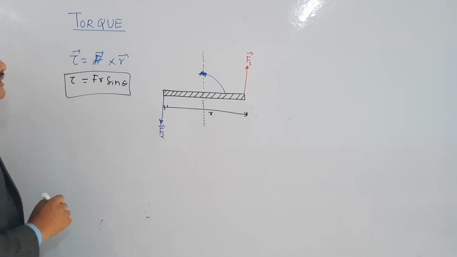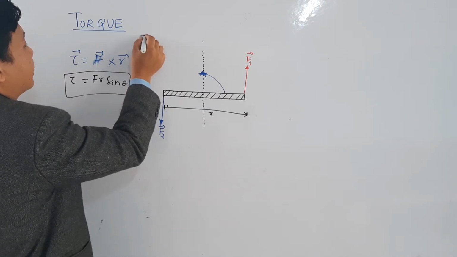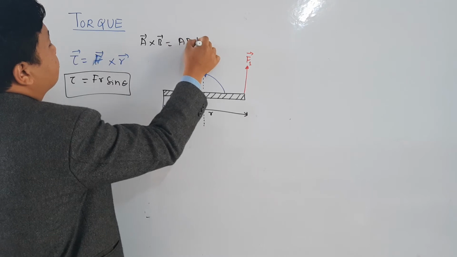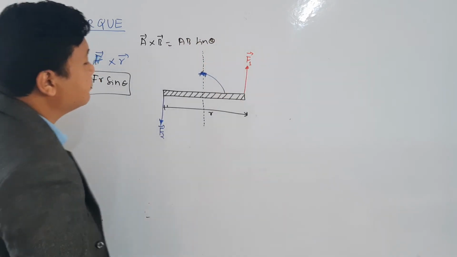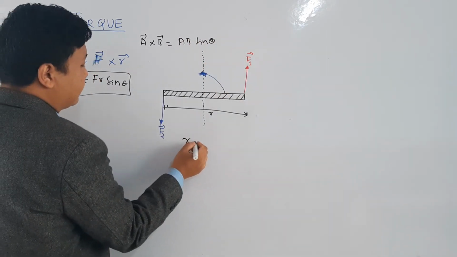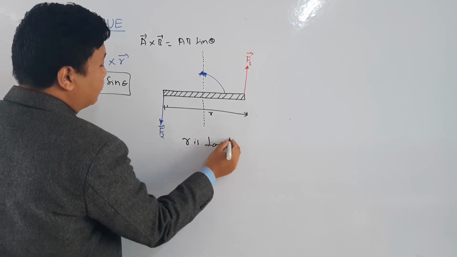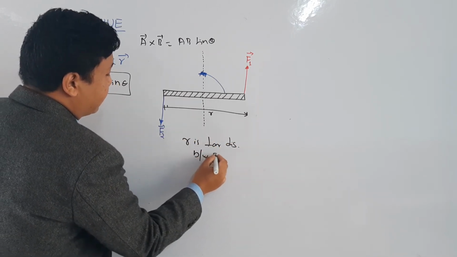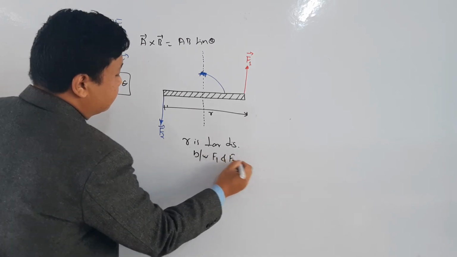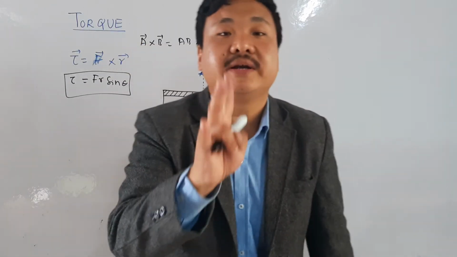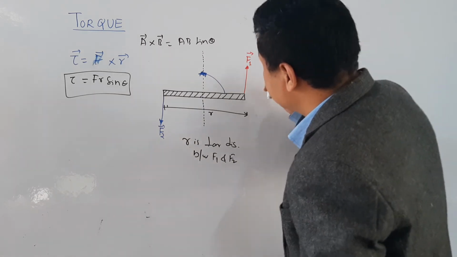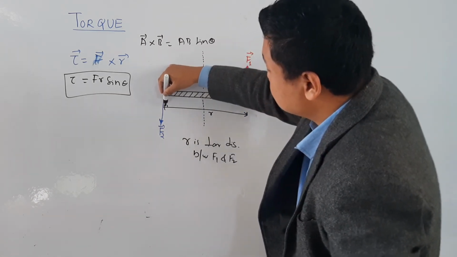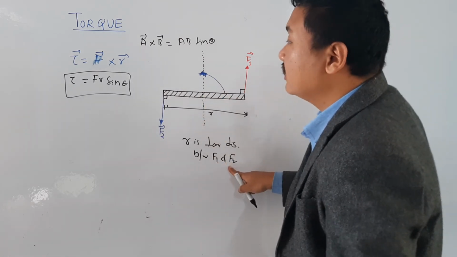Why F r sine theta? Because you know A cross B is equal to AB sine of theta. Please remember this distance r is the perpendicular distance between F1 and F2. It has to be the perpendicular distance. That is, this is perpendicular to this one and this is also perpendicular to this one. So this is the perpendicular distance.